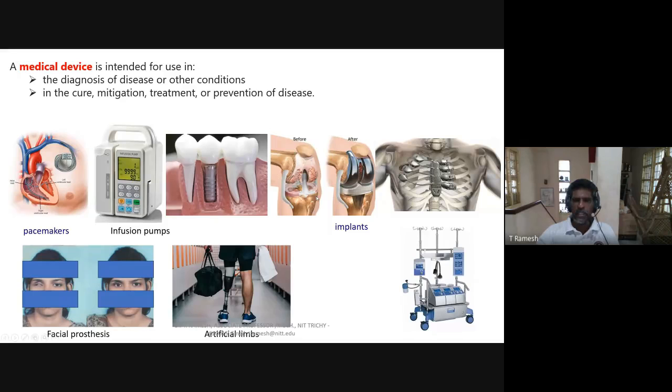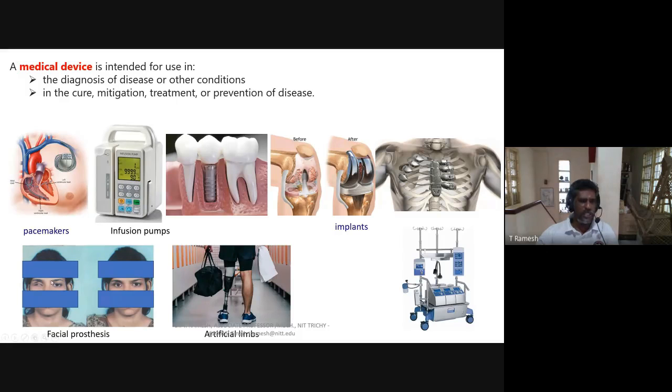So this is a portion of a knee or kneecap. Due to some disease, the process has been completely destroyed, so it has been replaced by means of a titanium implant over here. It does whatever function the knee joint does. So this is the replacement of the chest bone. Due to some accident, a person has lost their bones, so it has been completely replaced by means of metal implants.